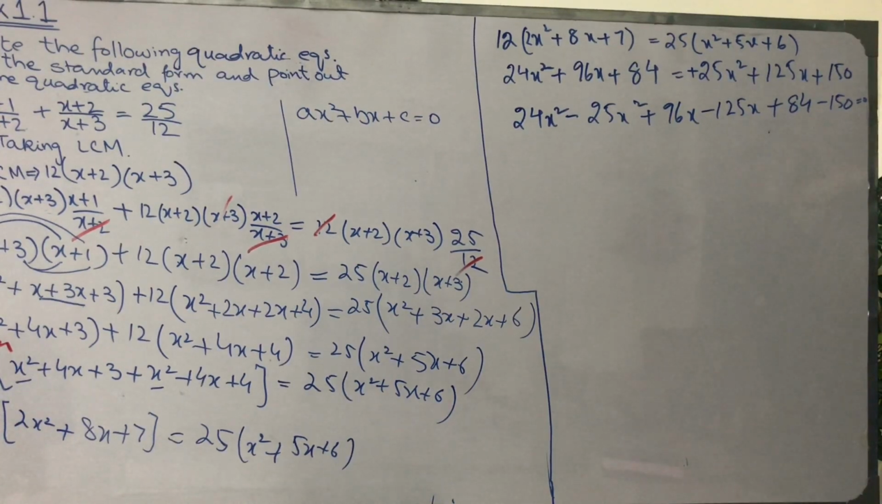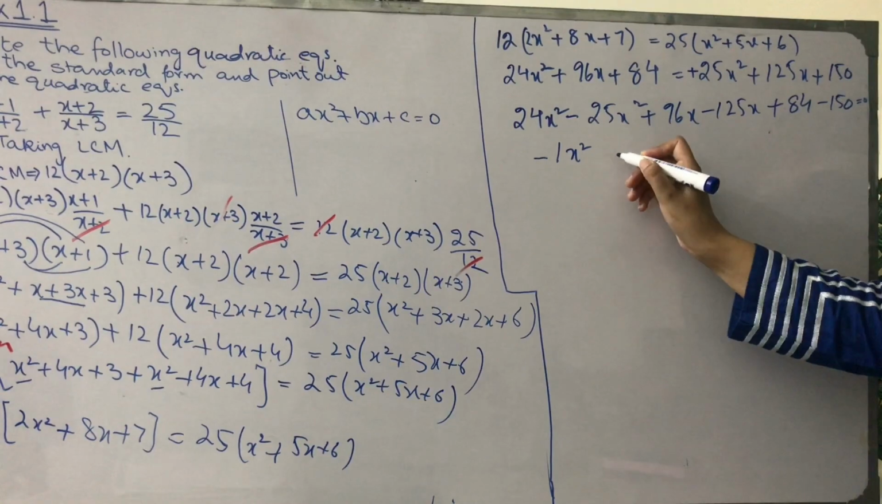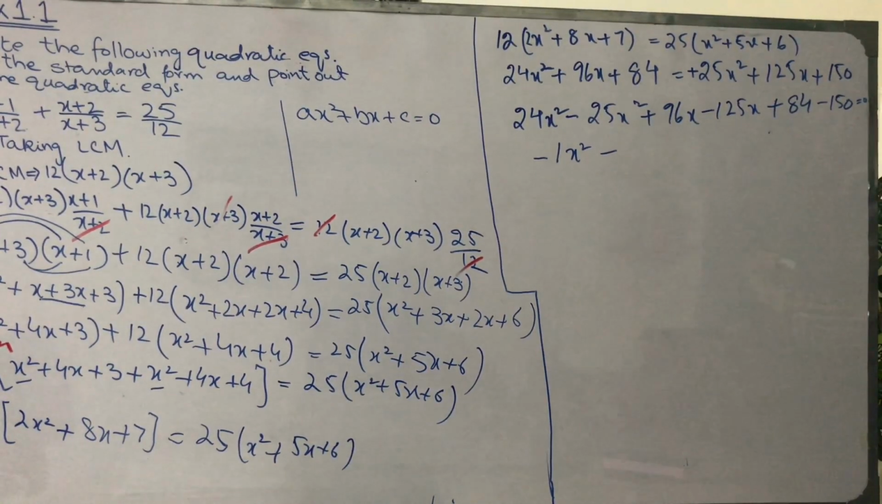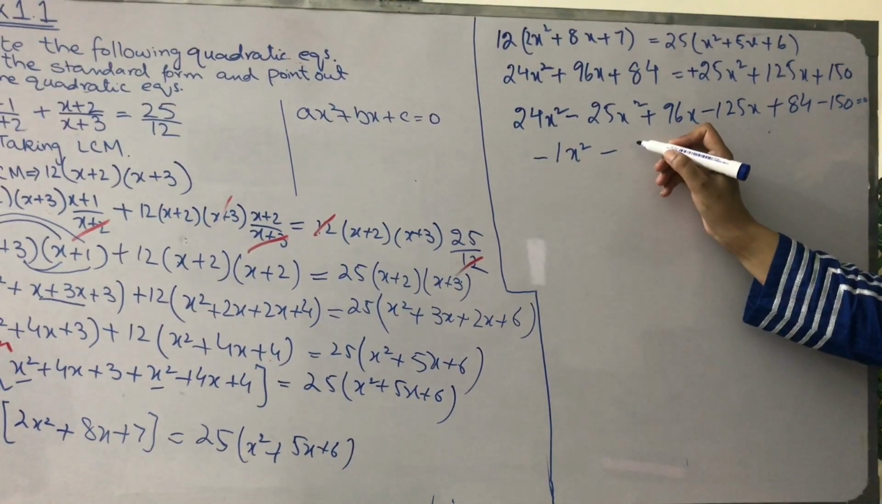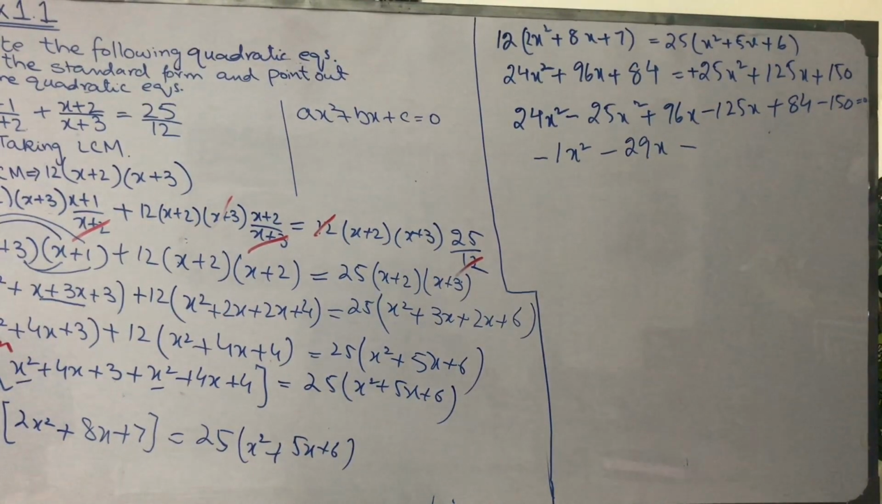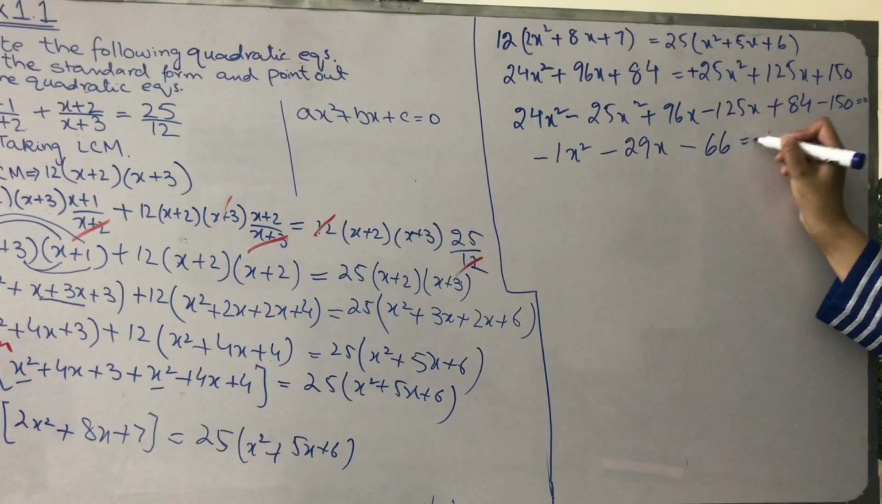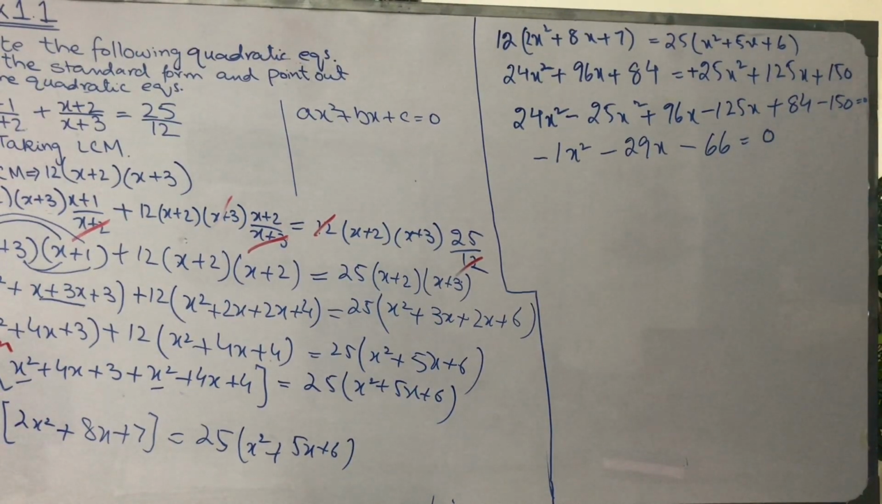Okay, so now 24 minus 25 is what? Plus 24 minus 25 is minus 1x². 96 minus 125 is minus 29x, plus 84 minus 150 is 66, is equals to 0. So I am going to left with minus 1x² minus 29x minus 66 is equals to 0.